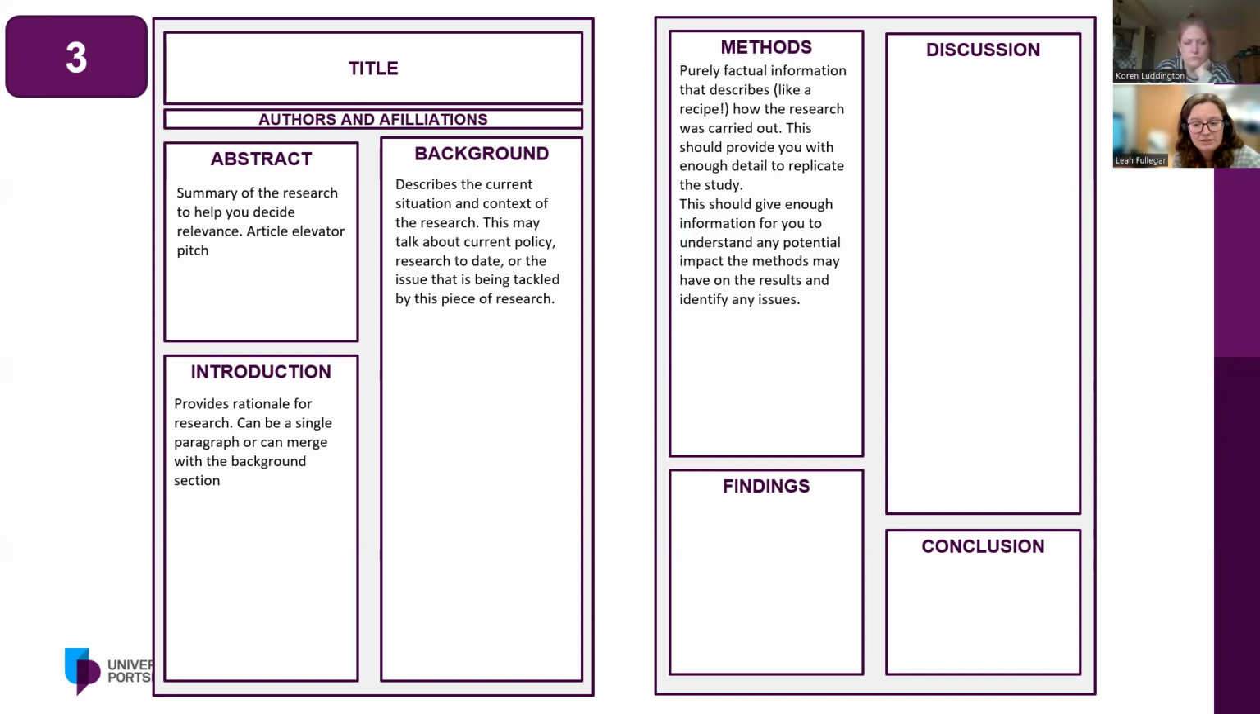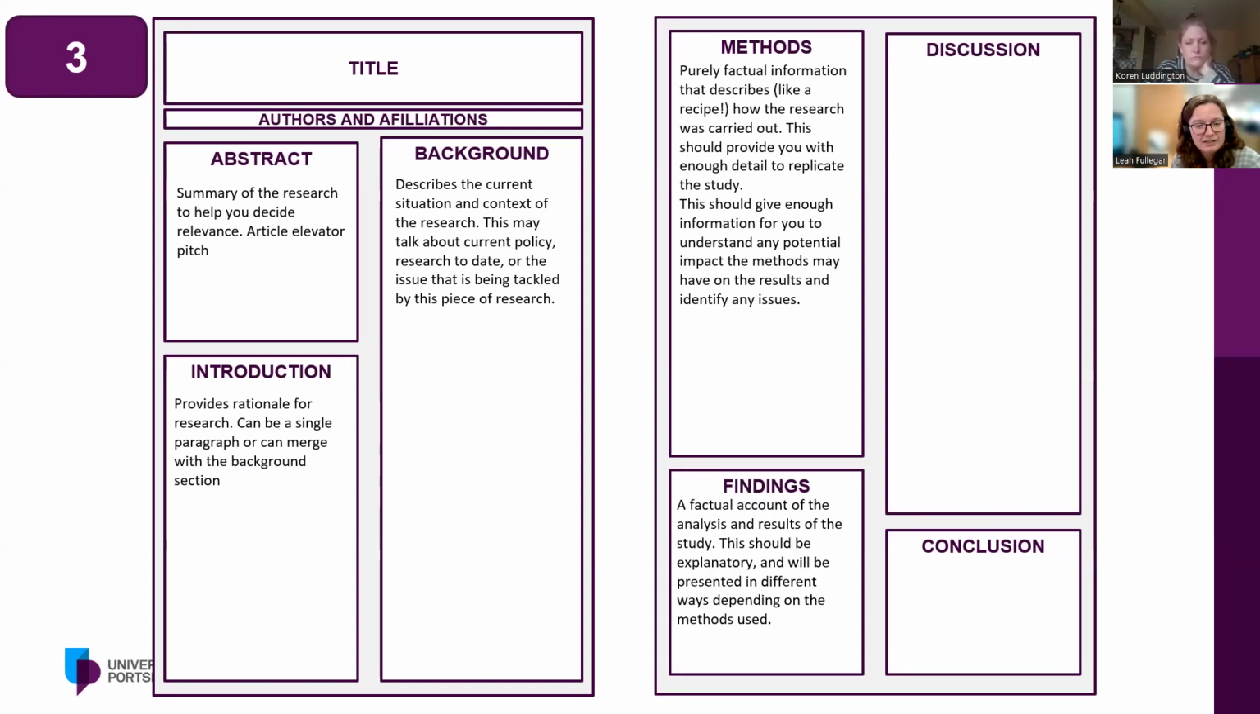And then our methods. When you're critically appraising a study, this is where you'll likely spend most of your time. The methods are the research recipe that tell you how to reconstruct the study and help you identify the impact the methods may have on the findings. This information should be purely factual, literally like reading a recipe. And it should give you enough information to understand any potential impact the methods have on the findings, as I said, and it should help you identify any issues.